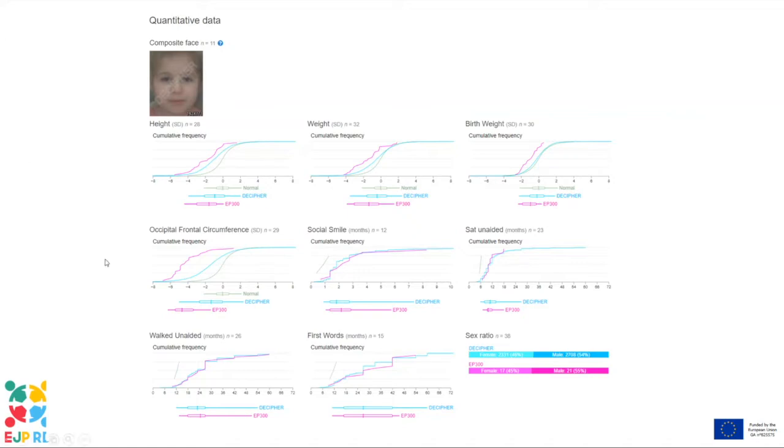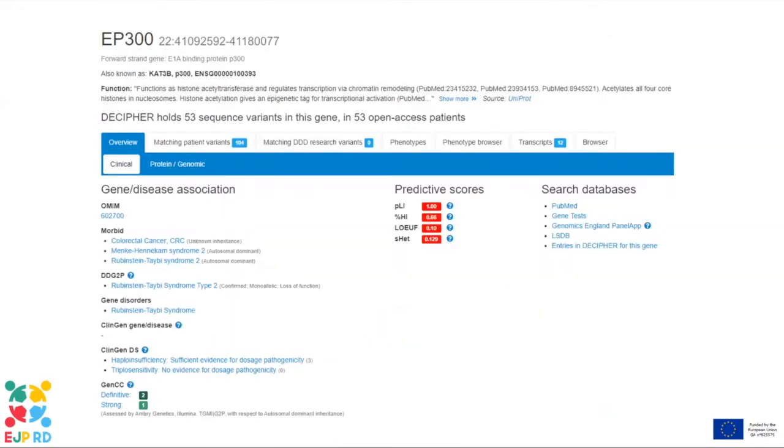We can also see lots of other quantitative data. So just to describe this first graph here, what you can see is plotted around the standard deviation. We can see the curve for the normal population, what's seen within Decipher, what's also seen for patients with a pathogenic or likely pathogenic variant in EP300. So all of these graphs are automatically generated in Decipher as soon as we have 5 patients with a pathogenic or likely pathogenic variant. If we scroll back up to the top of the gene page, you'll notice there's lots of other tabs with lots of other information.